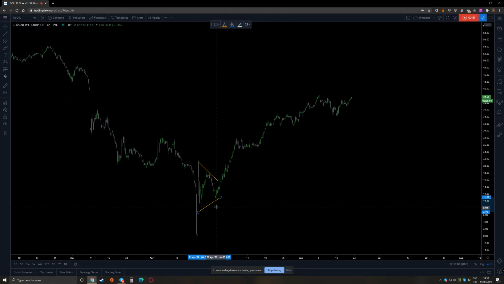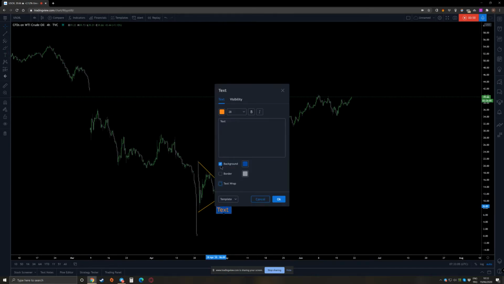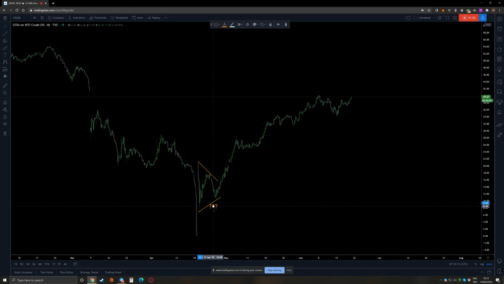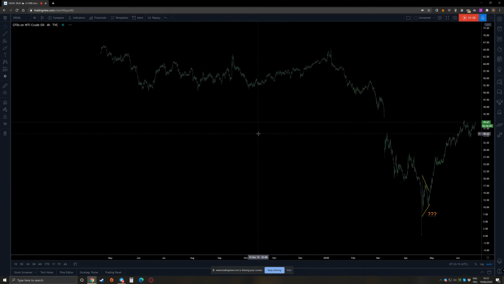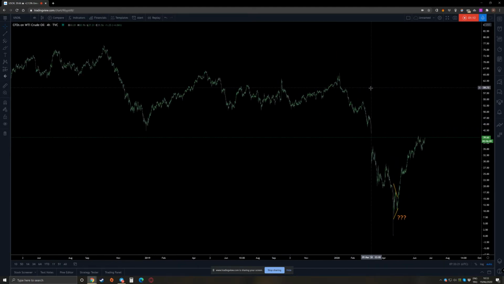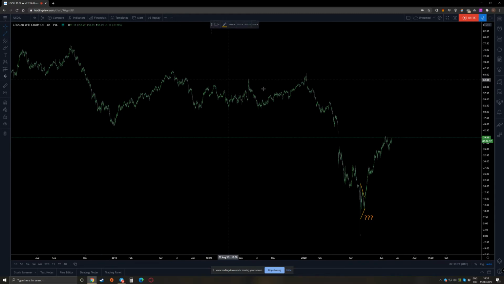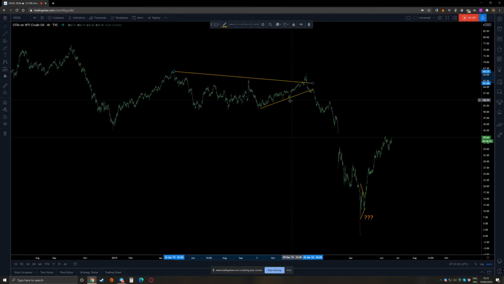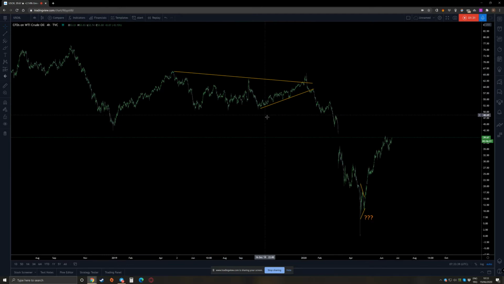So I think what we should do now is put our larger degree here, because something on this time frame has ended here. This move probably started somewhere around here. I think I made a video about oil before, so I'm sure I explained this. Maybe something like this, probably. Maybe something a little bit different, but this is the idea.